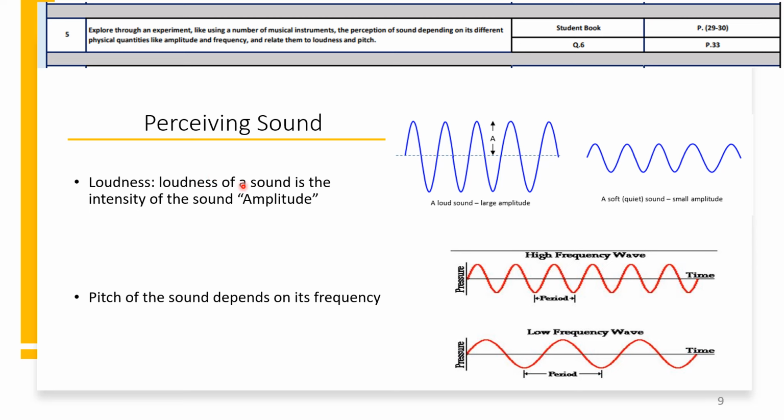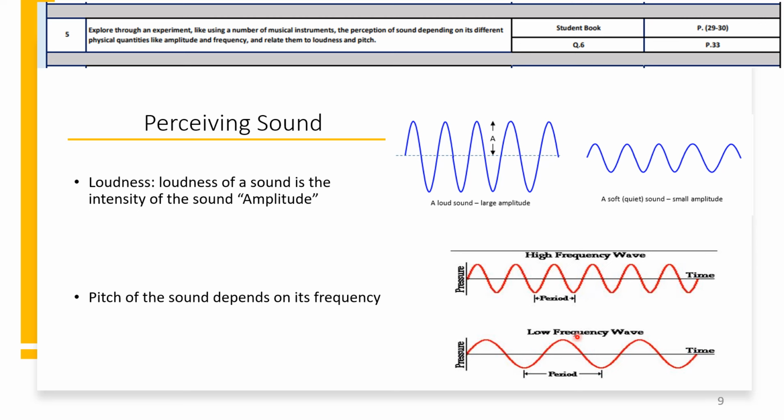So more amplitude means the sound is loud. If the amplitude is low, it means the sound is weak. So that's about the amplitude. What about the frequency? Here, these two waves in the red have the same amplitude but not the same frequency. If you have high frequency, it means high pitch. So the pitch of the sound depends on the frequency.